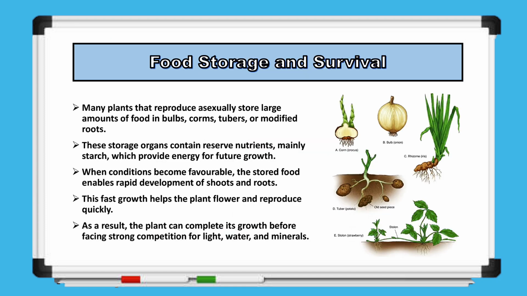For food storage and survival, many plants that reproduce asexually store large amounts of nutrients in structures such as bulbs, corms, tubers, or modified roots. These storage organs contain reserve food, mainly in the form of starch, which provides energy for future growth.